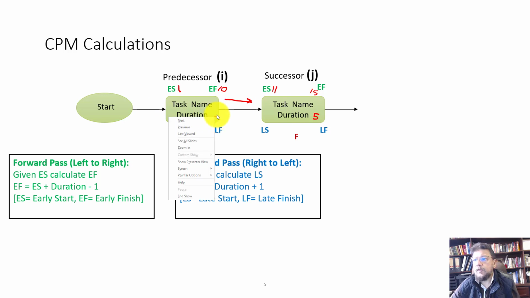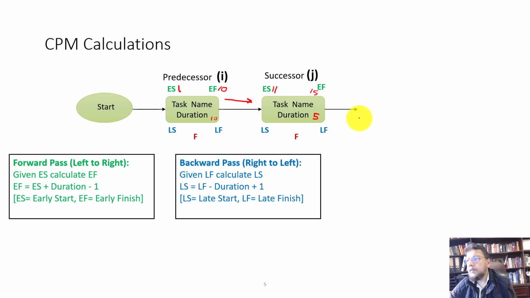Now, to do the backward pass, you take the early finish. In this case, there are only 2 activities, so the early finish for the last one is 15. I'll use the same number over here, because the early finish also becomes the late finish. Now, given the late finish, we want to calculate the late start. That becomes this formula, which is late finish minus duration plus 1. So it would be 15 minus 5, which is 10, plus 1, so that's 11.